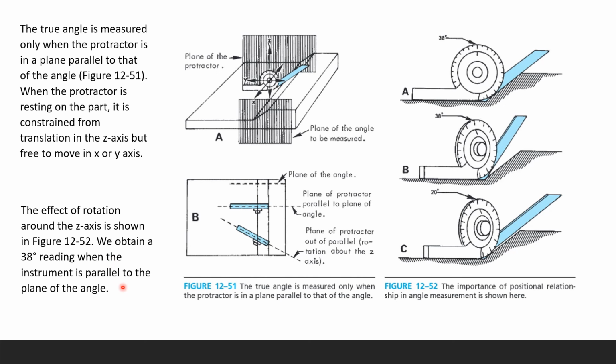The effect of rotation around the z-axis is shown in figure 12-52, and we obtain a 38-degree reading when the instrument is parallel to the plane of your angle. Here we put in the instrument. Right here is 20, and right here it's trying to get 38, and here the blade has already made it, and it's reading 38. This is just trying to show you how important it is to position the instrument properly where it is measuring.